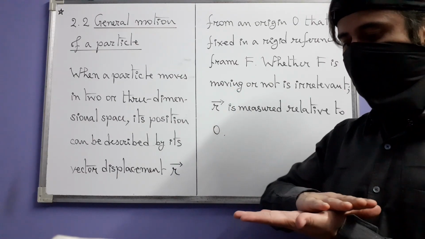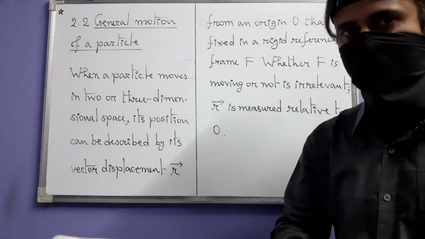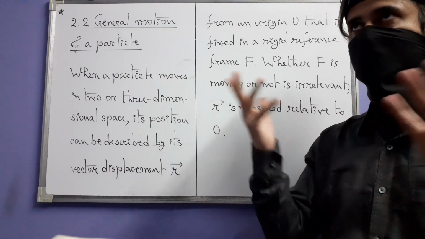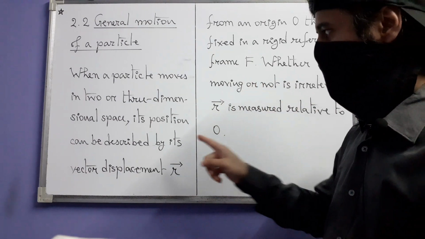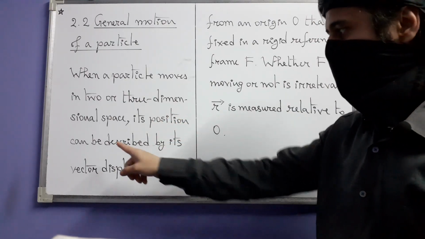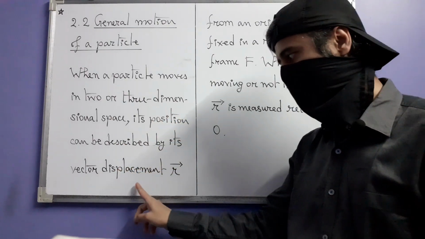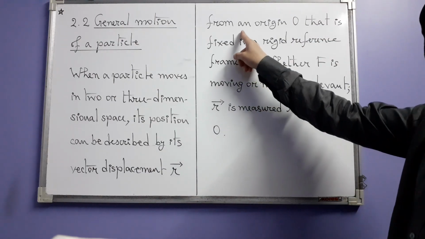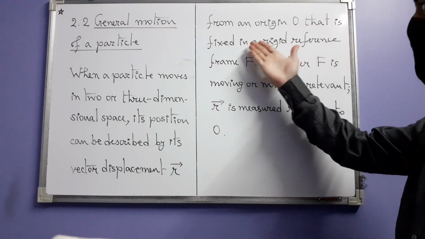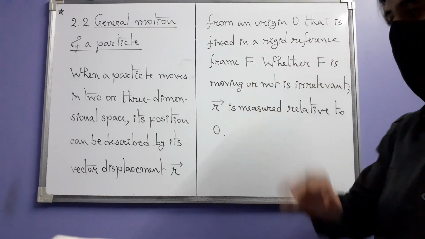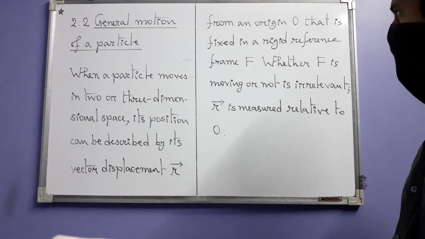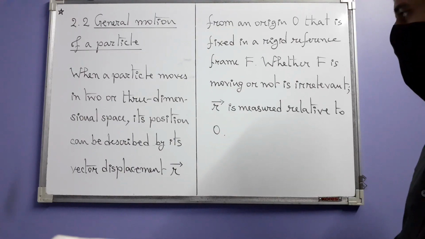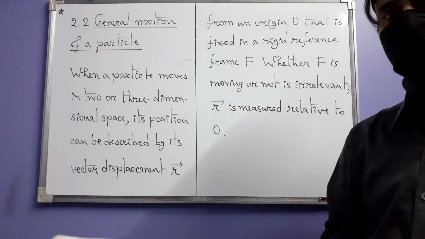So the motion can be restricted in a plane, or it can be any type of motion in 3 dimensional space, that means this space. Then its position, the particle's position can be described by its vector displacement r vector, which is the position vector of the particle from an origin O that is fixed in a rigid reference frame F. Whether F itself is moving or not is irrelevant here. R will be measured relative to O.